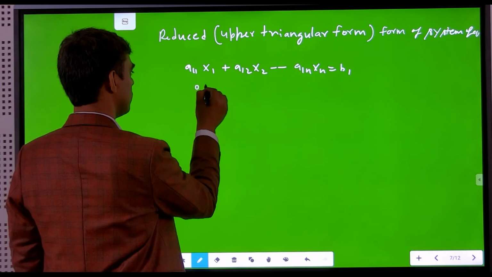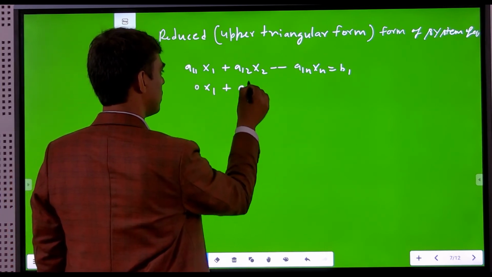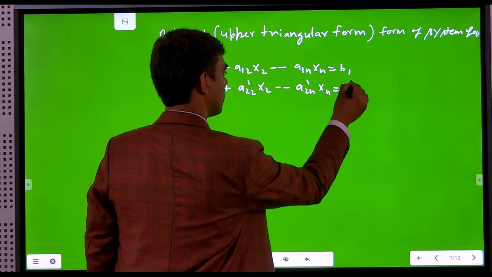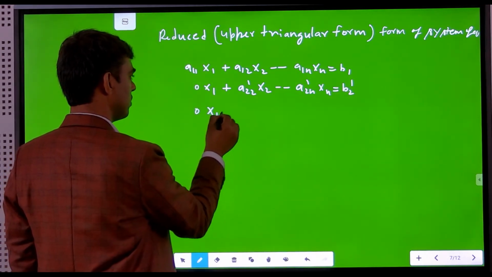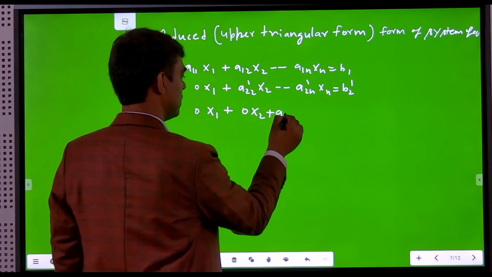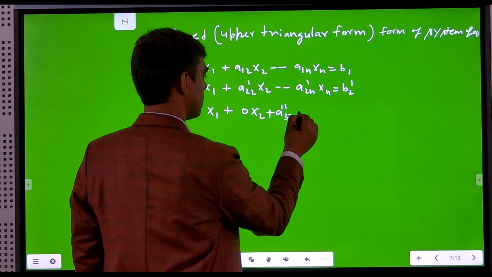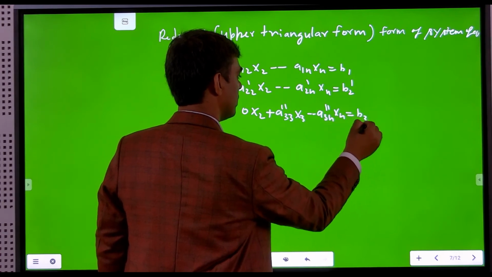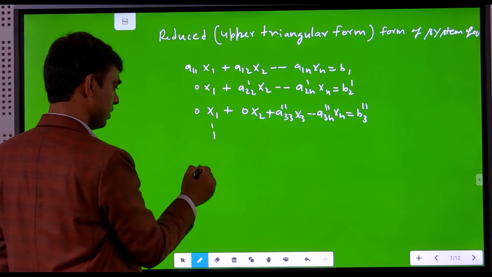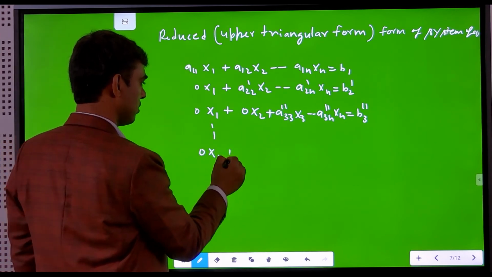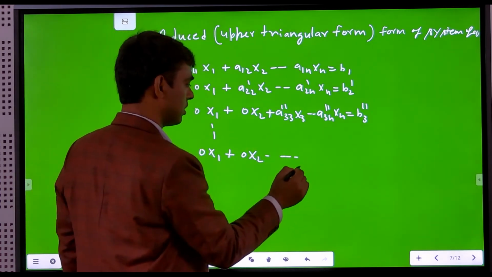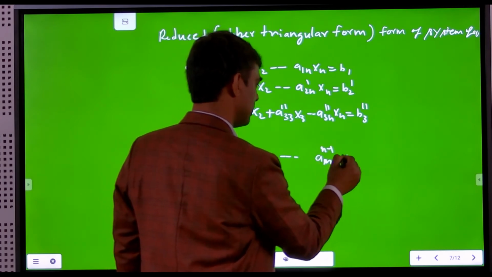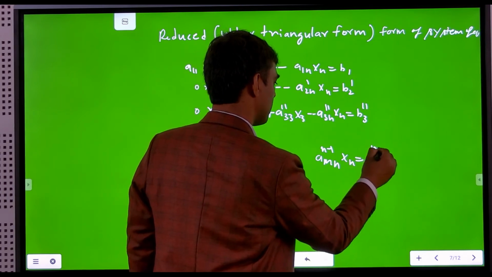The second equation becomes 0 x1 plus a22 dash x2 up to a2n dash xn equals b2 dash, and the third equation becomes 0 x1 plus 0 x2 plus a33 double dash x3 up to a3n double dash xn equals b3 double dash. Similarly, what is the mth equation? The mth equation becomes 0 x1 plus 0 x2 up to amn, where the value changes n minus 1 times, xn equals bm n minus 1.